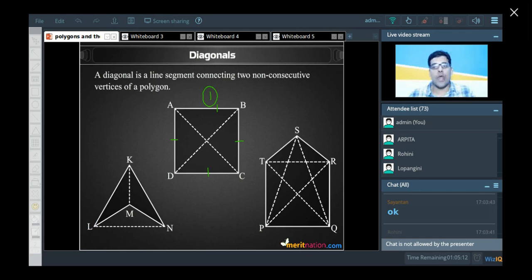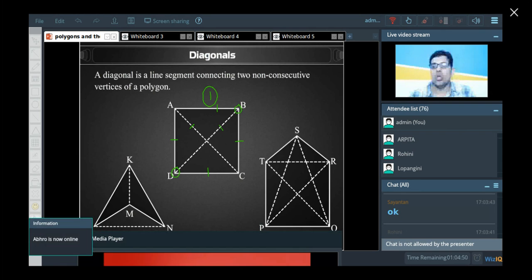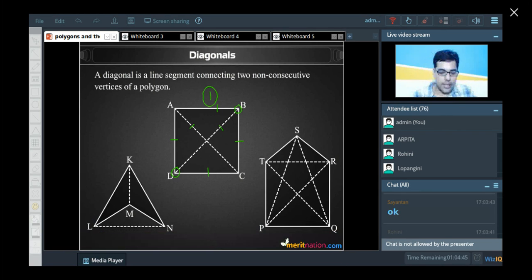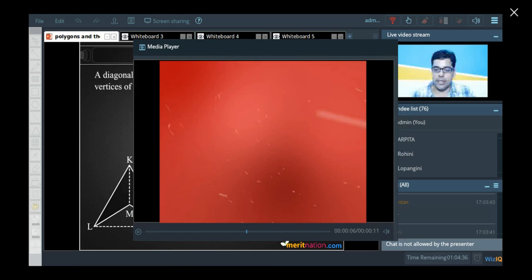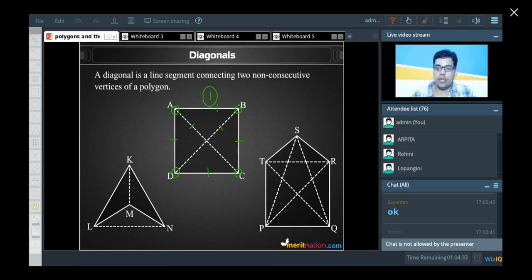Now, in this we have 2 diagonals. A diagonal is a line segment connecting 2 non-consecutive vertices of a polygon. So, one diagonal is this, second is this. One diagonal is BD, second diagonal is AC. The 2 non-consecutive vertices B and D are 2 non-consecutive vertices of this polygon. Then A and C are again two non-consecutive vertices of this polygon. Joining two non-consecutive vertices, we get two diagonals.